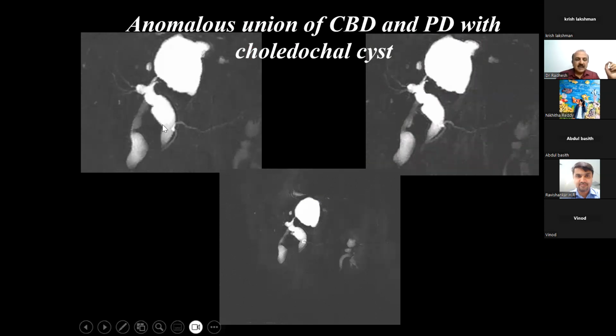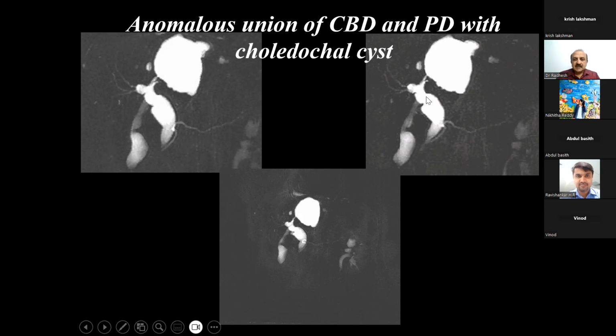So one important thing here is it does not suffice for us to say this is choledochal cyst. Even clinically, you would have suspected a choledochal cyst. But there are certain important things we need to communicate. One, is there an anomalous union of the common bile duct with the pancreatic duct?